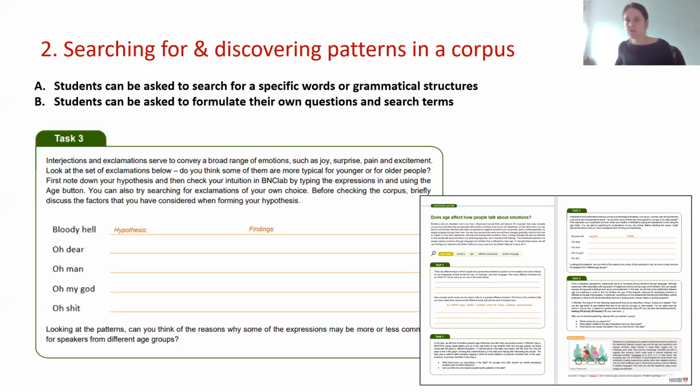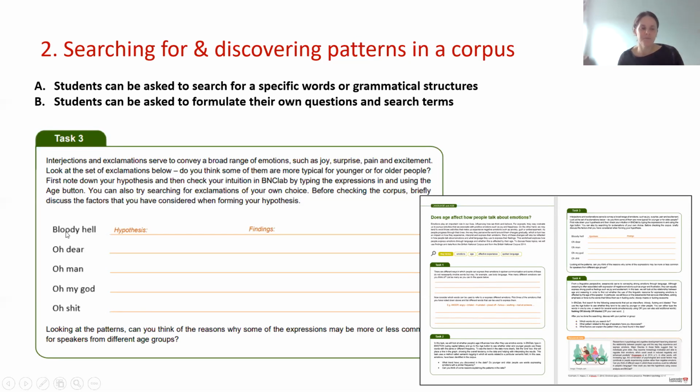We can ask students to search for and discover patterns for themselves in a corpus. We can give them the search terms, words, or grammatical structures to search for, or we can of course ask them to formulate their own question. Here is an example of such a search from a lesson on the age effect, how people talk about emotions. This class explored how different social groups talk about emotion, and whether young people have different words than older people, and whether there are different patterns.